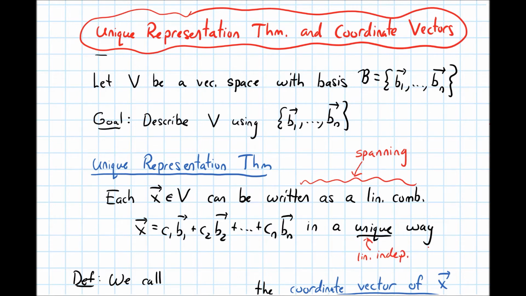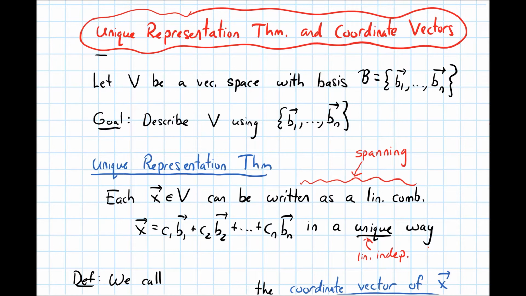And we've seen that in the context of Rn before. When we were talking about vectors in Rn, if they were linearly independent, the equation Ax equals b would, if it had a solution, have a unique solution, because there are no free variables when our vectors are linearly independent.